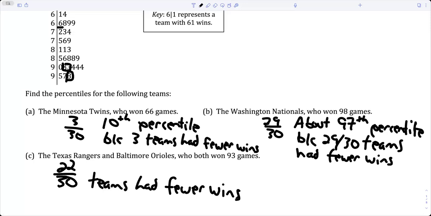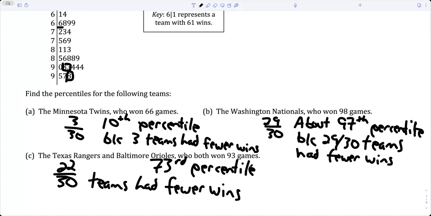Wait, so when you have like repeats of the number, you don't count it in the fewer than, right? You're talking about if they're both 93, that's correct. Okay. It has to be fewer wins. Okay, what's that percentile? 73rd percentile. Okay, so for percentile, again, it's always less than, and they are integers, whole numbers that we round to. Okay, fairly straightforward.